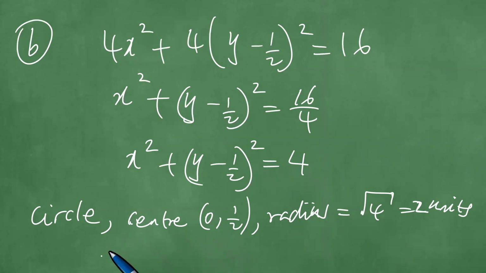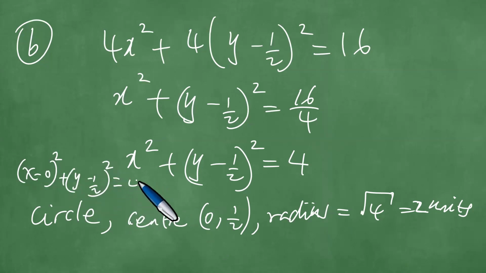Let us draw this thing here. Because this one has a 0 component, it's like x minus 0 squared plus y minus 1/2 squared equals 4. So that kind of thing. So this is 0. Let's look at the next.